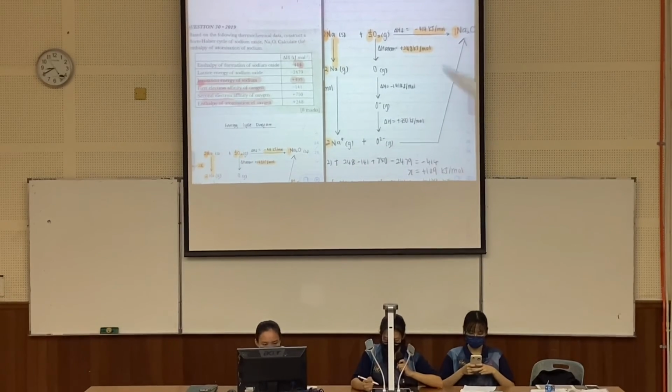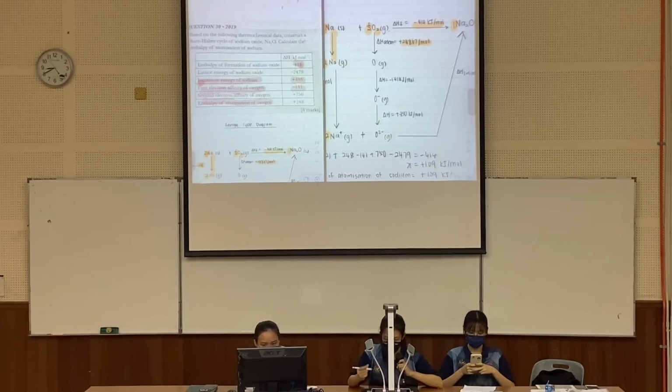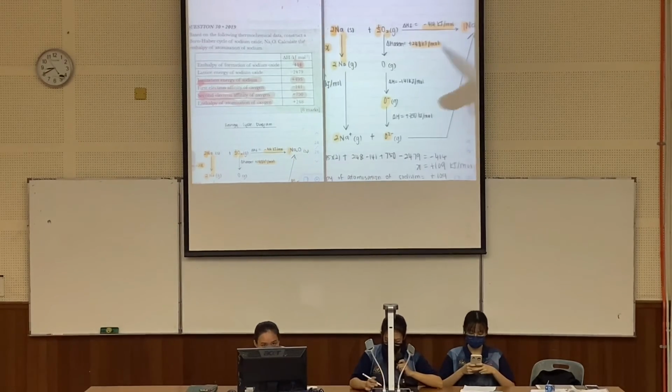Then the next one is we need to convert the oxygen atom into oxygen ion. So to convert into oxygen ion, we need the first electron affinity of oxygen, which is negative 141 kilojoule per mole. And we all know that oxygen ion is O2 minus, so we need to convert it twice. So we get here the second electron affinity of oxygen, which is 750 kilojoule per mole. So now we already get the two ions, which are sodium ion and also oxygen ion.